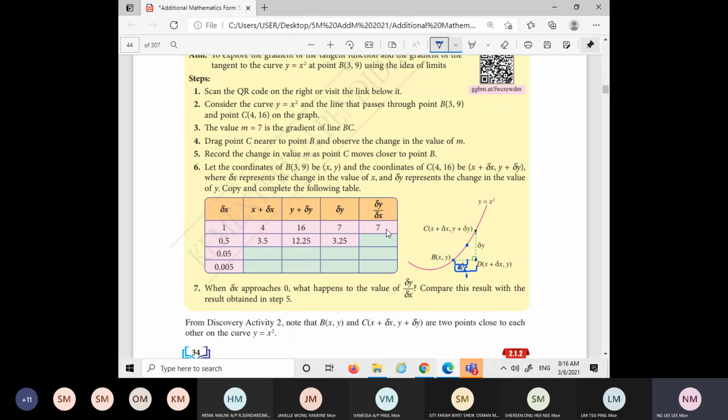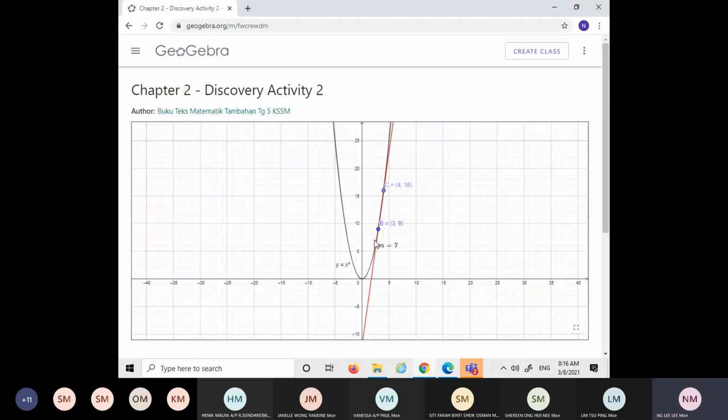Next, I'm going to drag point C so that it is nearer to point B and see what will happen. Originally the gradient is 7, then it will become what? How to drag? I try this one. Oh, can. Now you see, I move point C nearer to point B. Now you see the gradient from 7 drops. Now 6 point something, 6.6. Now nearer, 6.4 already. Now nearer, 6.3 already. Now closer, 6.2 already. Now it's very close already. I don't think I can overlap it.